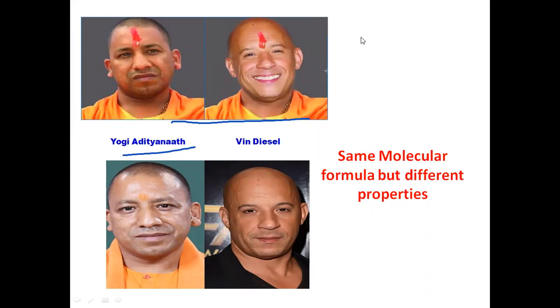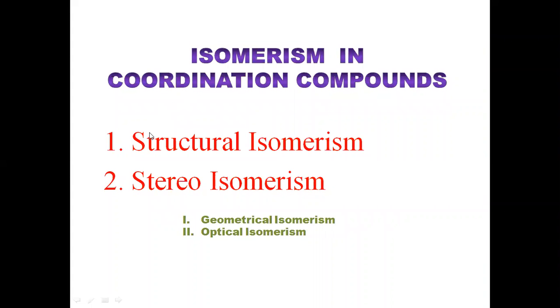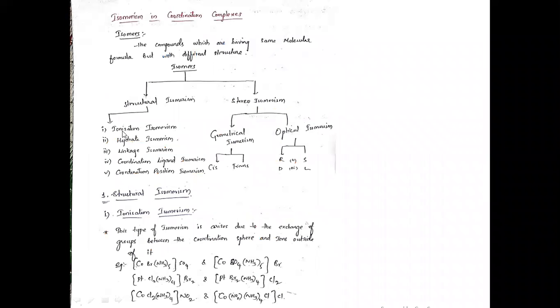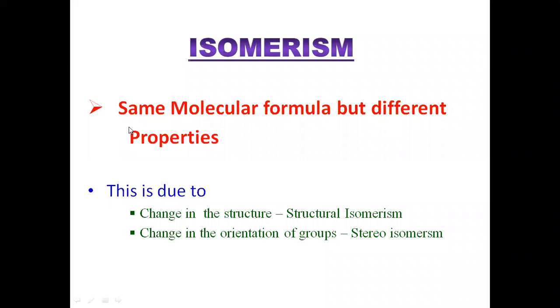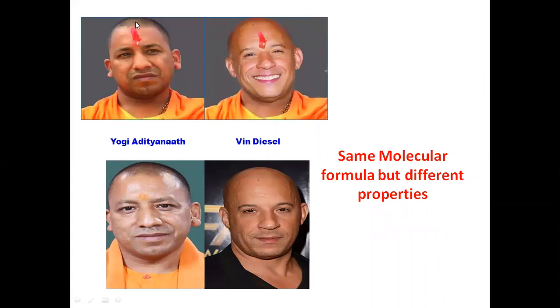You can see this example here. Do you know who this person is? He is the UP CM, Yogi Adityanath. Everyone knows that. So this person is Yogi Adityanath, the UP CM.